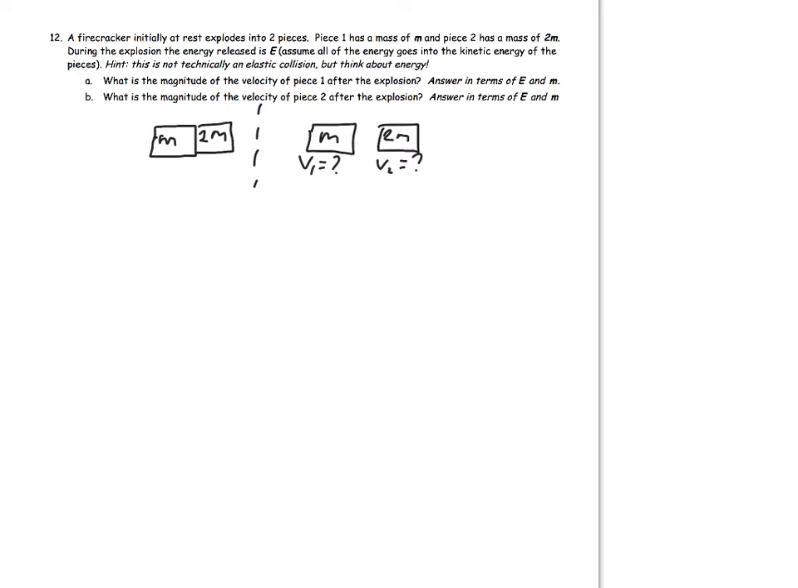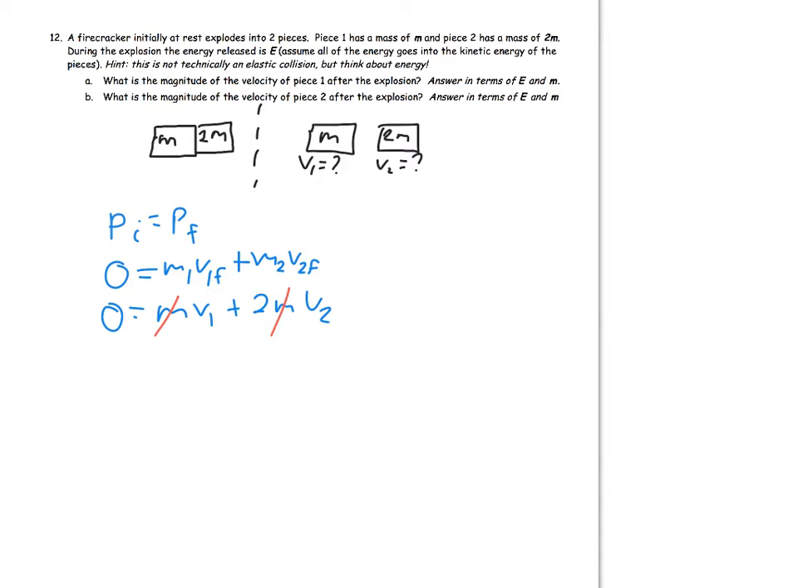Initially, there is no momentum in my system because nothing is moving, so I can say 0 equals the mass of object 1 times its final velocity plus the mass of object 2 times its final velocity. I'll substitute in what I know, so the one mass is just going to be m, and I'm going to call its final velocity just v1, plus the other mass, which is 2m, and its final velocity is just going to be v2. I can cancel out my m's, and so my equation becomes 0 equals v1 plus 2v2, or I could say that v1 is just negative 2v2.